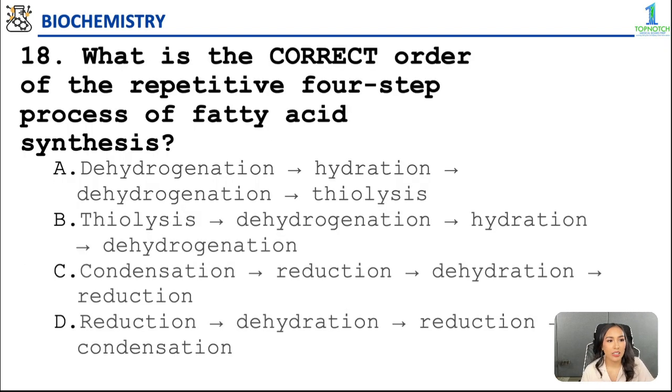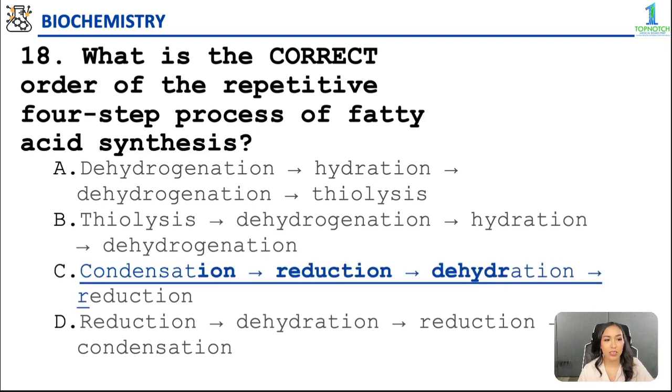Okay. Let's look at number 18. What is the correct order of the repetitive 4-step process of fatty acid synthesis? Fatty acid synthesis, not beta oxidation. So, the correct answer is C, condensation, reduction, dehydration, reduction, CRDR.